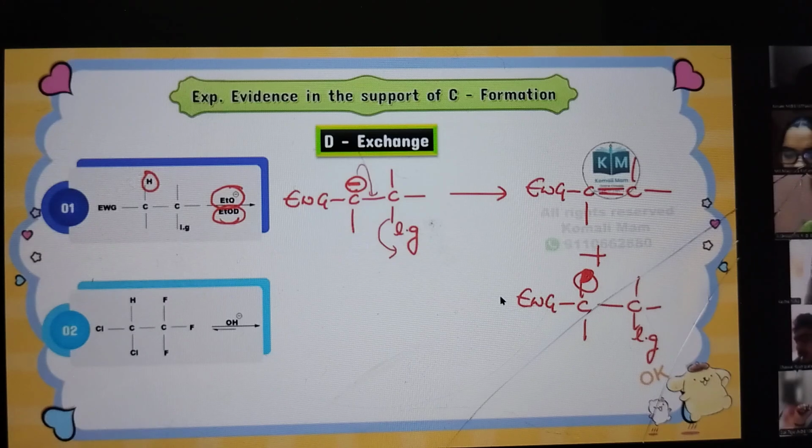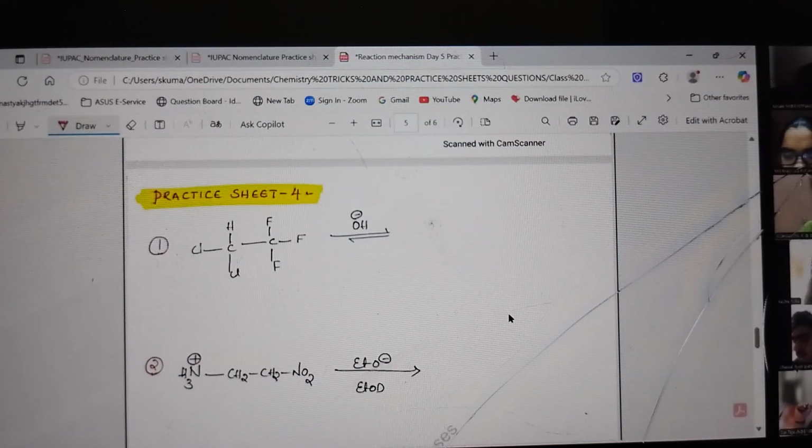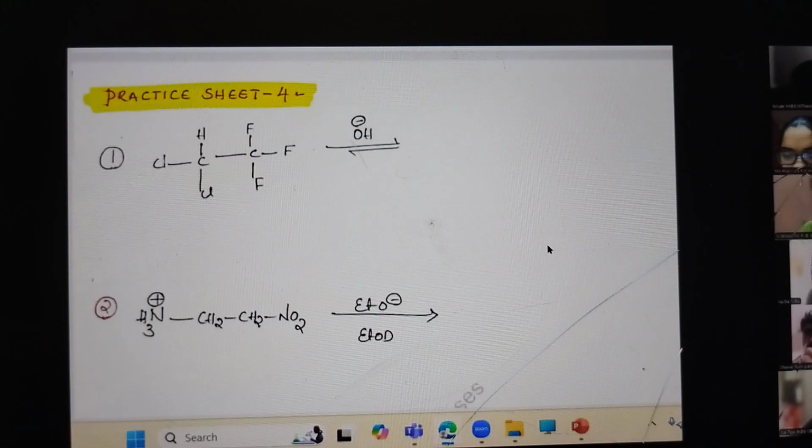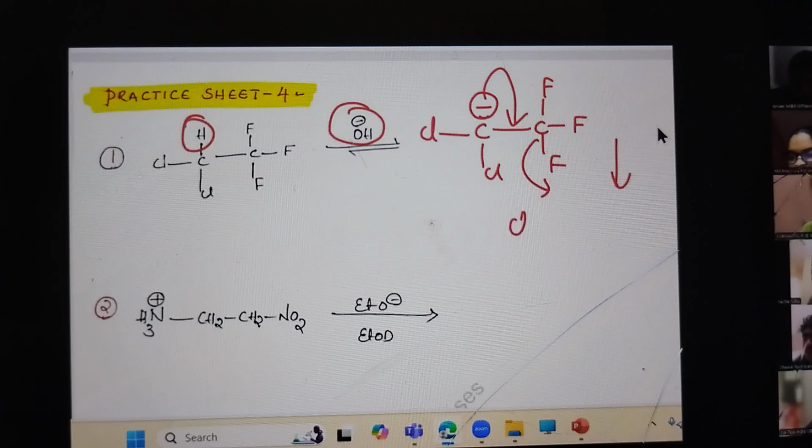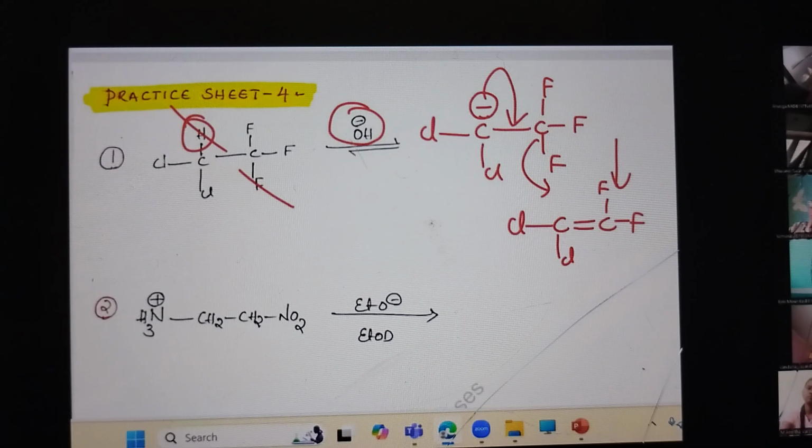Now, let's see practice sheet number 2. What you have to do is, this OH minus first goes and abstracts the H plus. So first it will check where the H plus is. It will abstract the H plus, carbanion will form. Then the carbanion will shift like this and in the opposite manner fluorine goes out. So Cl, C, Cl, double bond, C and F. Simply to say, remove one H, remove one fluorine, put a double bond. Without any mechanism, if you want to write, remove one hydrogen, remove one halogen, put a double bond.